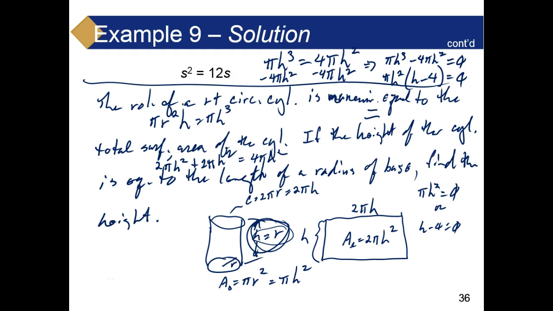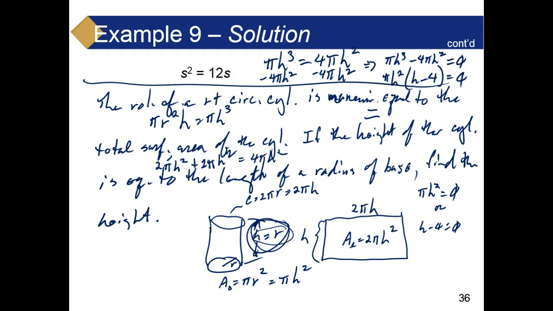What's the only possibility there? For h squared to be 0, what must h be? 0. That's not much of a tin can, is it? I don't want any spaghetti from that tin can, because nothing's in there at all. So we're going to ignore that.